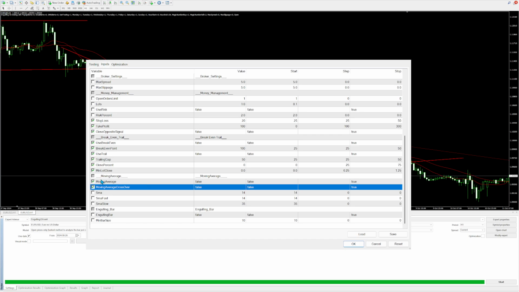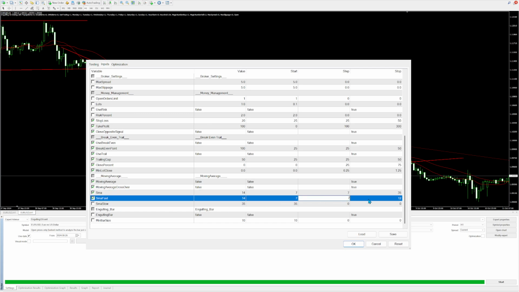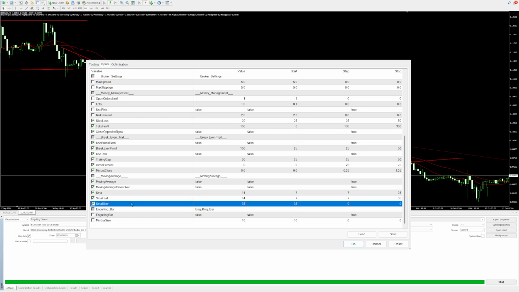Optimize, let's optimize these settings. True or false for the moving average, true or false for crossover. Simple moving average, let's go 7, 7, should we stop? I think 35 is probably fair for that. And for the fast, go again 7, 7, 35. For the slow, what should we do? Let's go 35, 35. 7 is probably enough now. Let me push it a bit longer, why not?